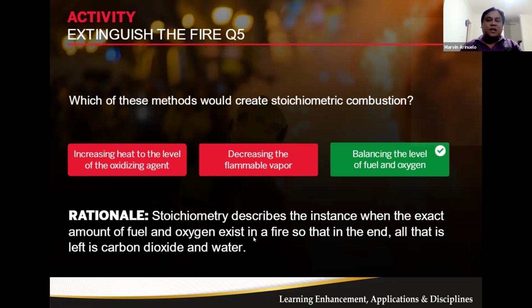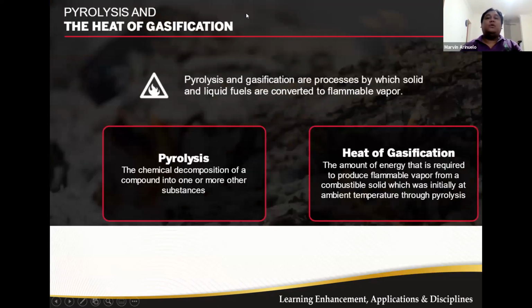Stoichiometry describes the instant when the exact amount of fuel and oxygen exists in a fire so that in the end, all that is left is carbon dioxide and water, CO2 plus 2H2O, based on the equation. That is the product. That is what we also call a product of combustion.